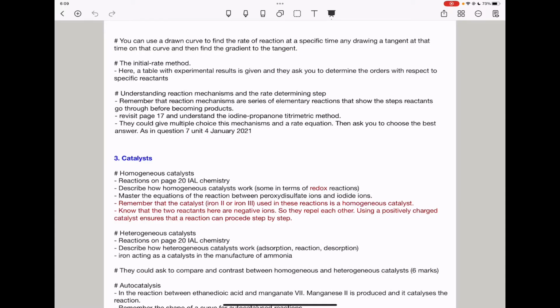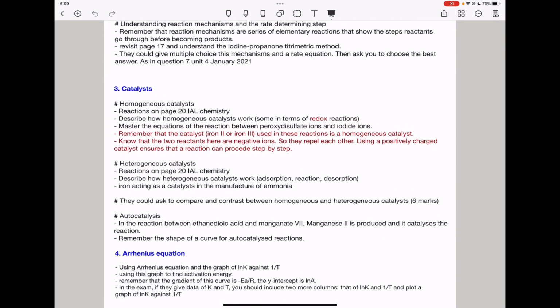To continue next, they ask about catalysts. Now remember, catalysts can be homogeneous or they can be heterogeneous. You need to visit reactions on page 20, IAL chemistry textbook. You need to know how homogeneous catalysts work.